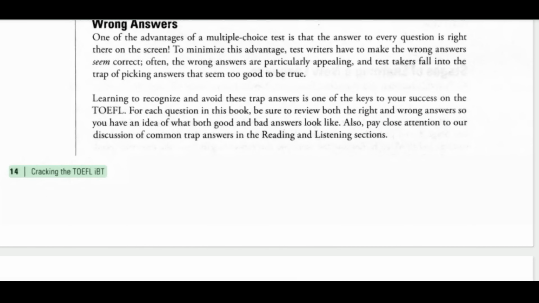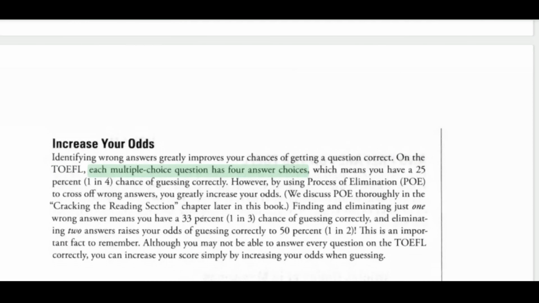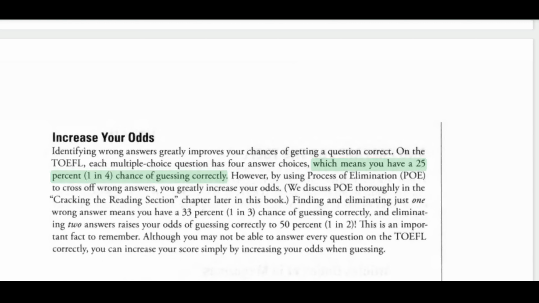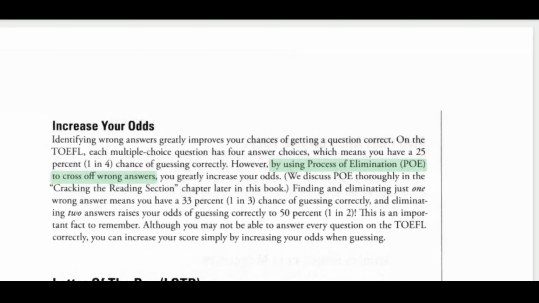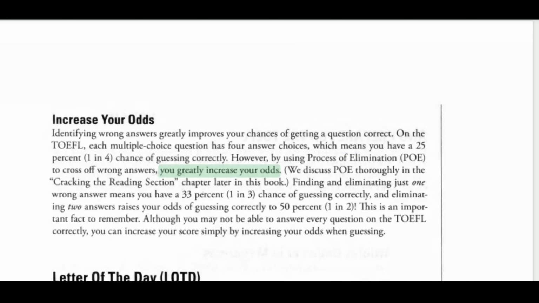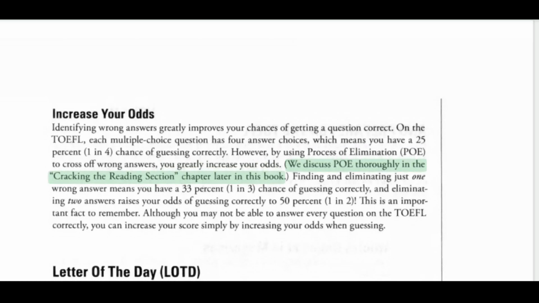Increase your odds. Identifying wrong answers greatly improves your chances of getting a question correct. On the TOEFL, each multiple-choice question has 4 answer choices, which means you have a 25%, or 1 in 4, chance of guessing correctly. However, by using process of elimination, or POE, to cross off wrong answers, you greatly increase your odds. We discuss POE thoroughly in the Cracking the Reading section chapter later in this book.